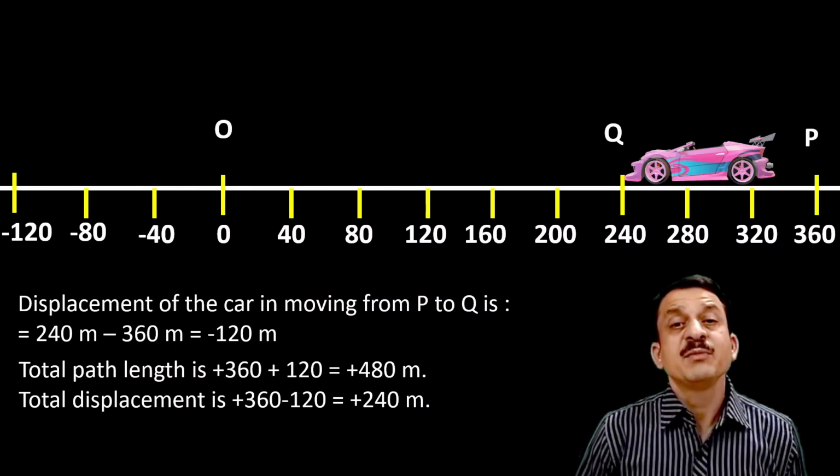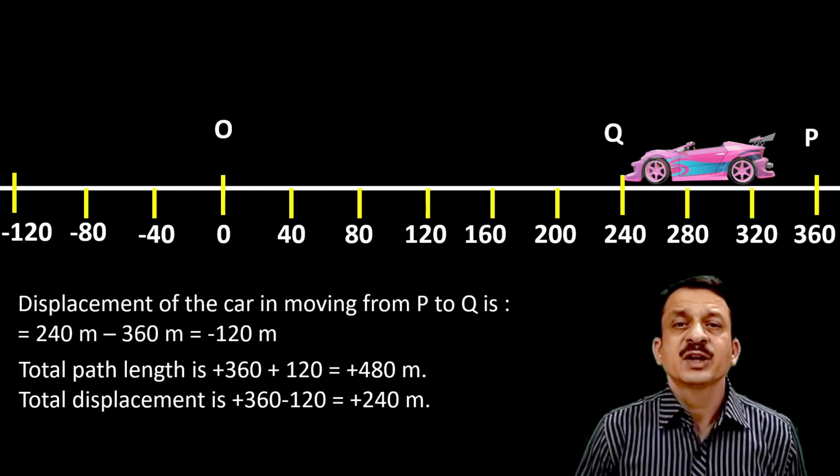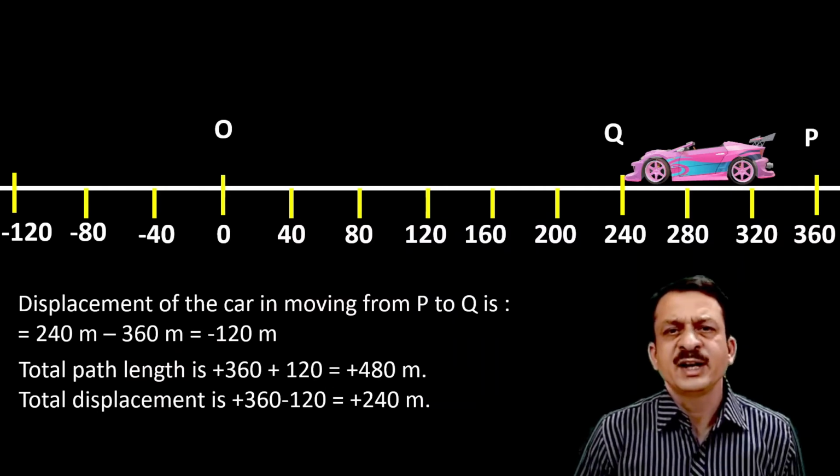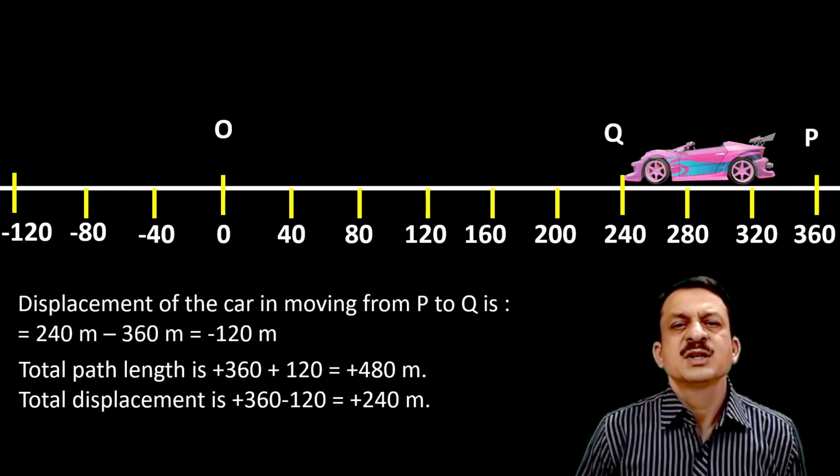Then what is the time taken in moving from O to P and P to Q? That is given. From P to Q he takes 6 seconds. To go from O to P it is 18. So to go from O to P and P to Q, 18 plus 6 is 24 seconds. The time taken is 24 seconds in both the cases.